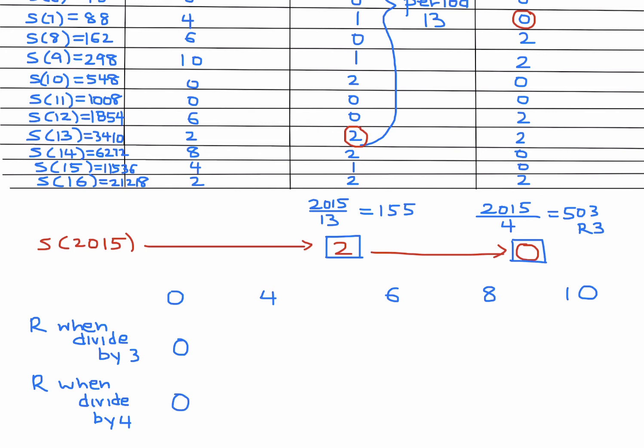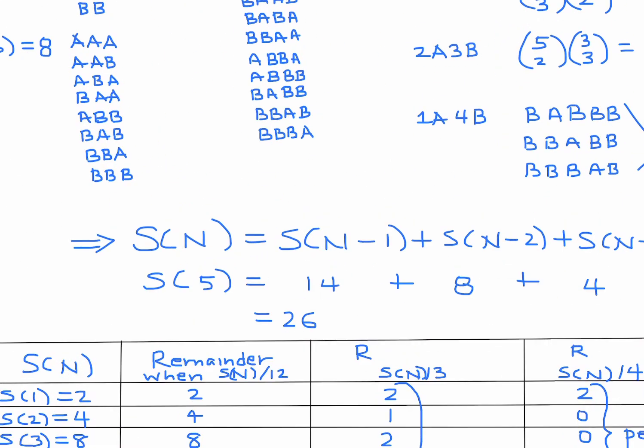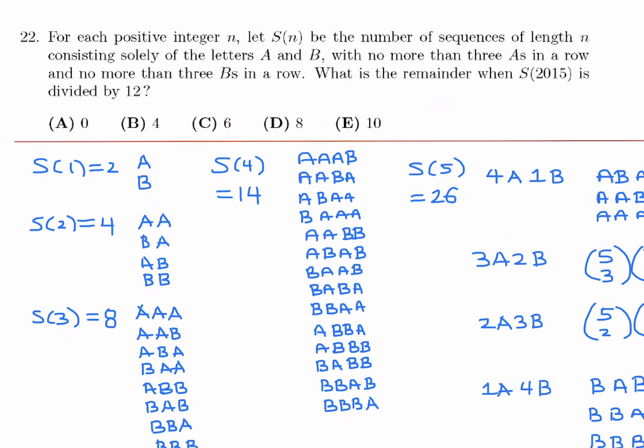Well, this is 0, 0, 1, 0, 0, 2, 2, 0, 1, and 2. So which one has a remainder of 2 when divided by 3 and a remainder of 0 when divided by 4? The only one is this guy, as you can clearly see. Remainder of 2 when divided by 3 and a remainder of 0 when divided by 4. So 8 is the answer to this question. And that would be, question 22 is D.